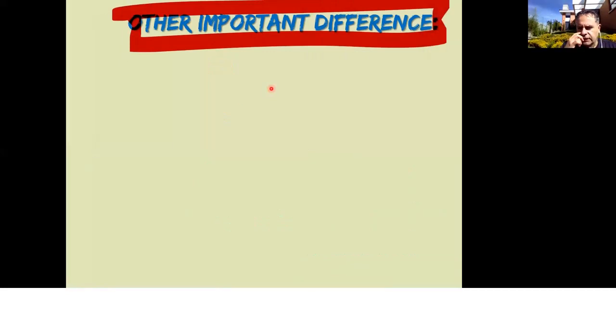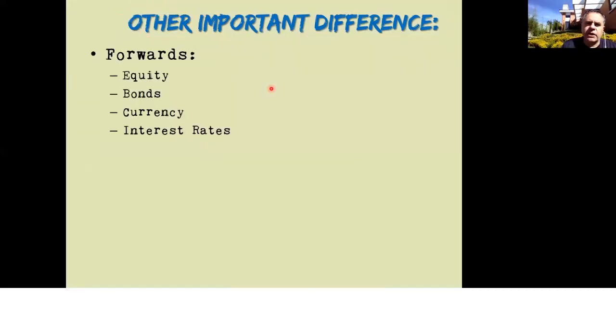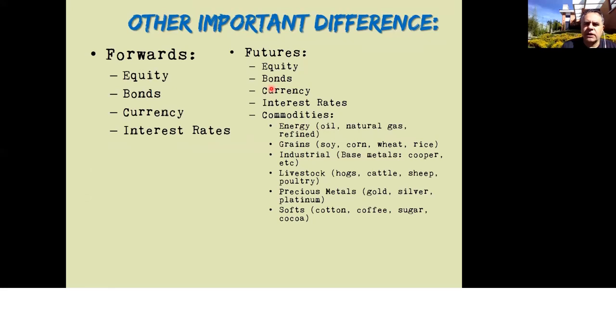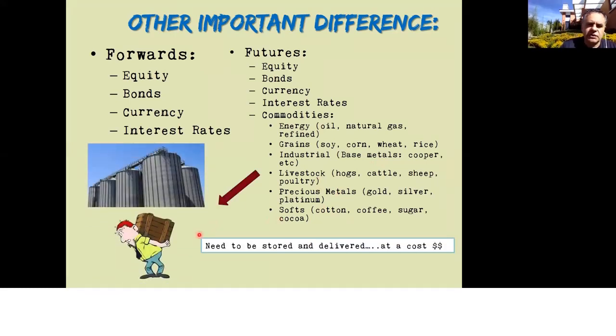Another important difference with the futures contract as compared to forward contract is that several of these contracts, like equity, bonds, currency, interest rate, have the characteristic that they do not need any storage or delivery costs involved. However, some commodities like energy, grains, industrial metals, and so on, do have some storage costs and delivery costs that need to be considered in the pricing model.